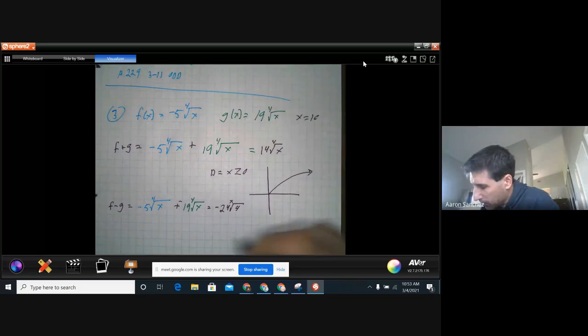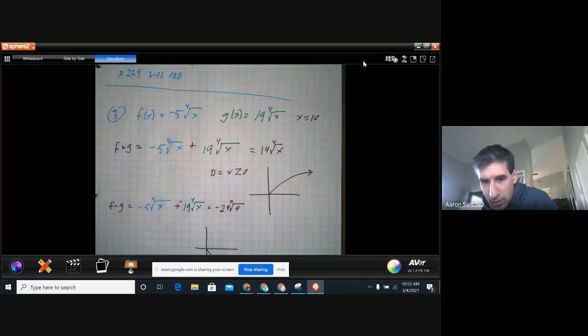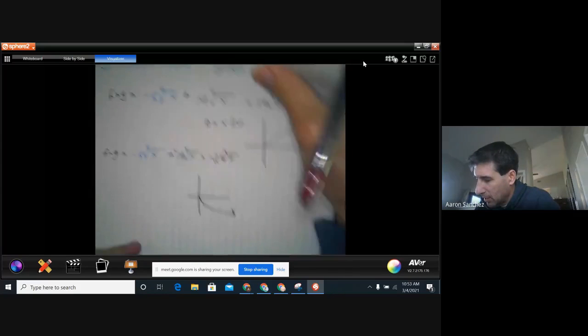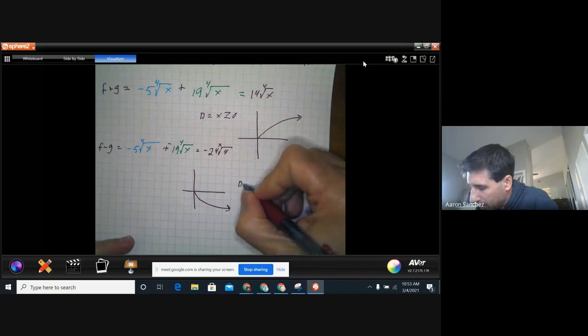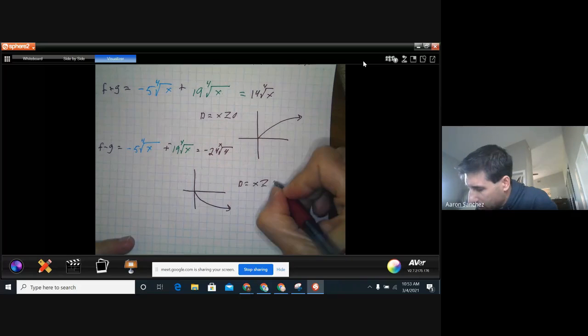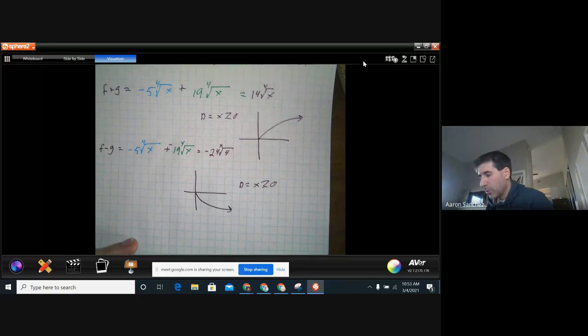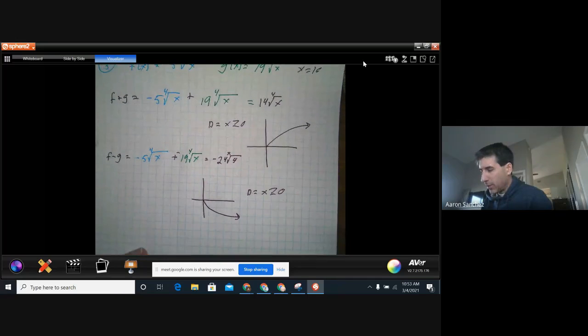And if I was to graph that one, this just stretches it, but it'll look something like this, right? Sorry, it'll look something like that. So the domain is still x is greater than or equal to 0. So that's number 3. Did we get everything there? Oh, then we got to plug it in. Oh, I got to plug in 16. Sorry. Got to plug 16 into this.